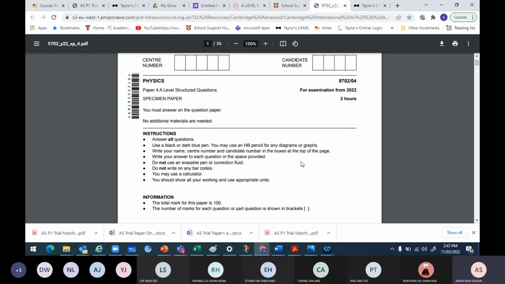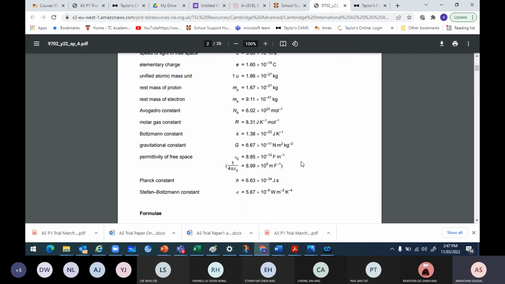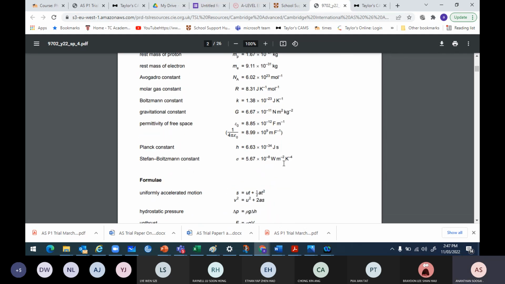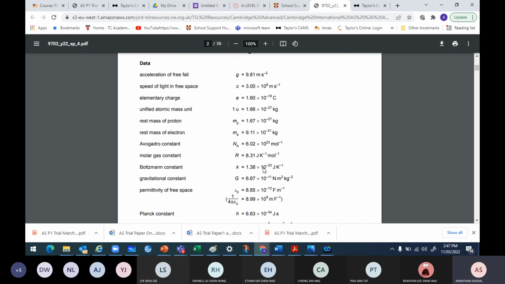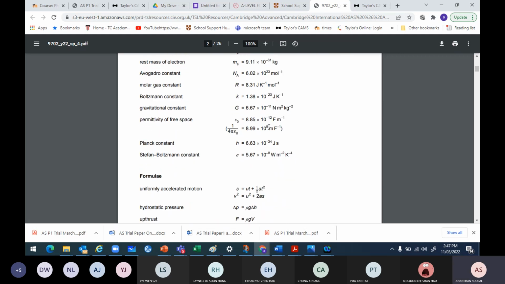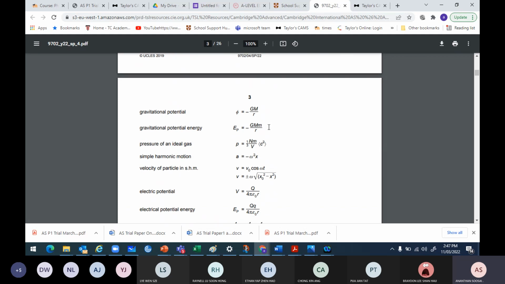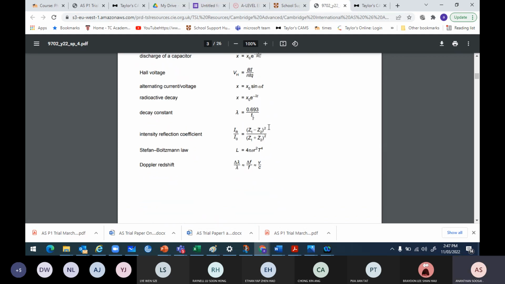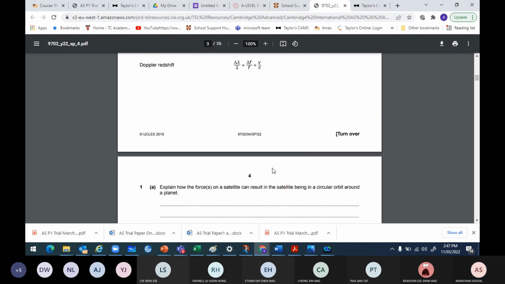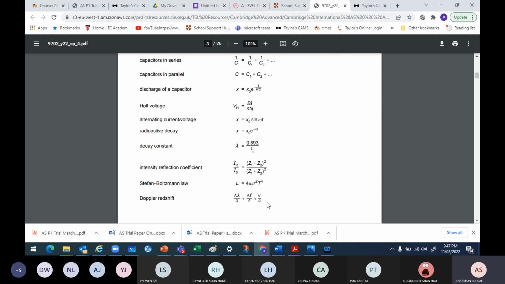So this is how your question paper is going to be, as the specimen paper for 2022. This year. So I checked the constants provided. The only constant given for astrophysics, I think, is the Stefan Boltzmann constant. Wien's law constant is not given here. And the equations given for astrophysics are the Doppler shift equation and the luminosity formula. Only these two equations are given.